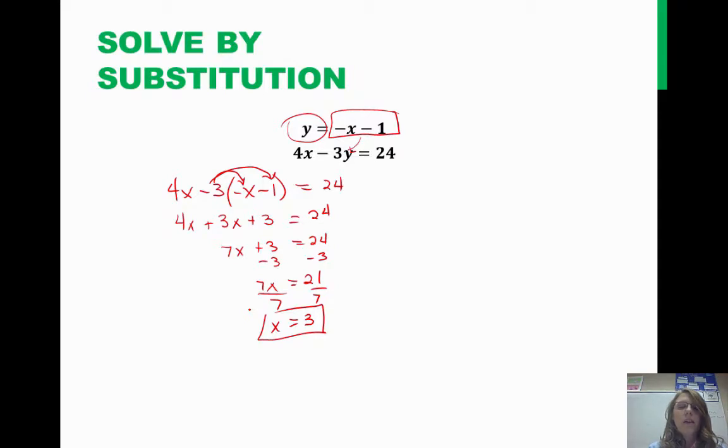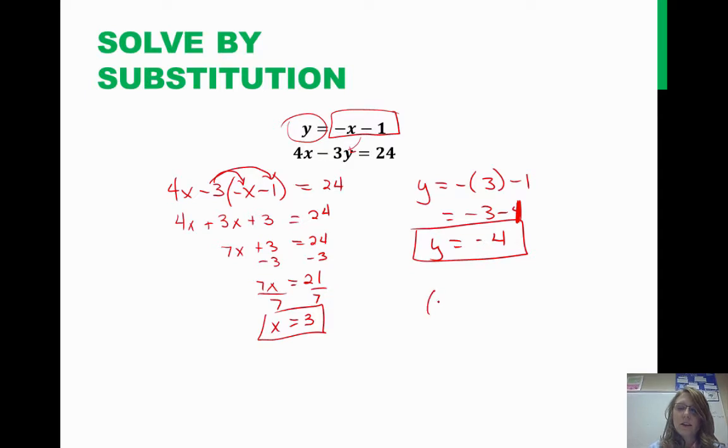So we're going to take this and back substitute it into our original equation. So it'll be y equals -3 minus 1. Well, sorry, I got ahead of myself there for a second, 3 minus... -3 minus 1 is -4. So that is my y part. So the solution to this set is 3, -4. Okay, that is your solution.